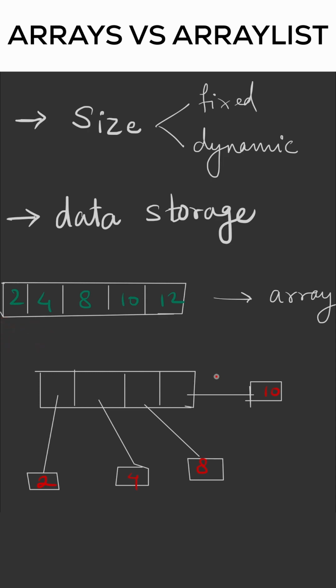But let's consider an array list. Here, the data is not stored continuously, but what is actually stored in continuous allocation is nothing but the pointers or the references to that data. As you can see here, this is a reference pointing to the actual data which has the number 2 stored. This is a reference pointing to another data, 4. This is pointing to 8 and this is pointing to 10. That means what we store continuously is nothing but the references to the actual data when it comes to an array list.